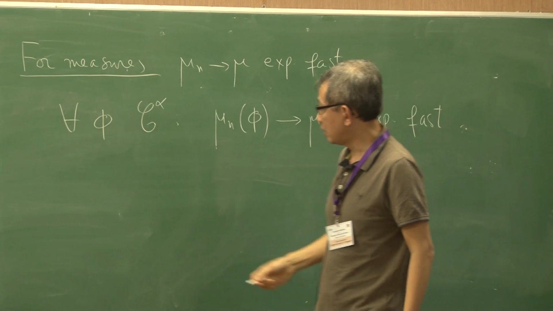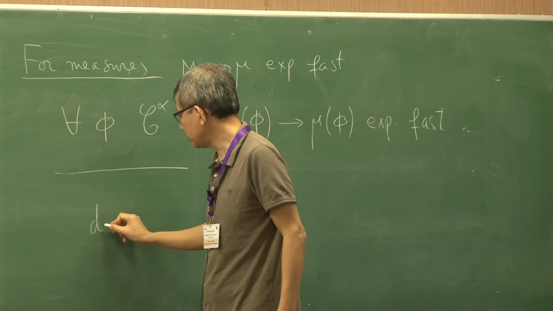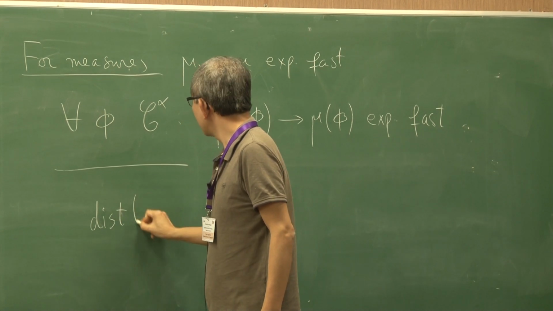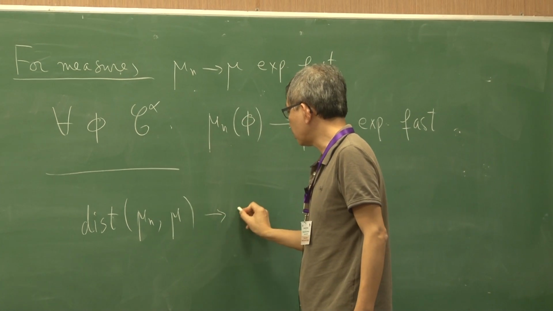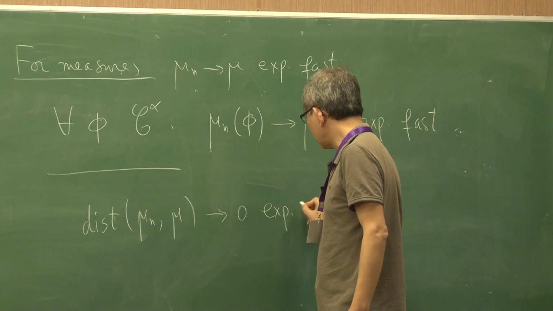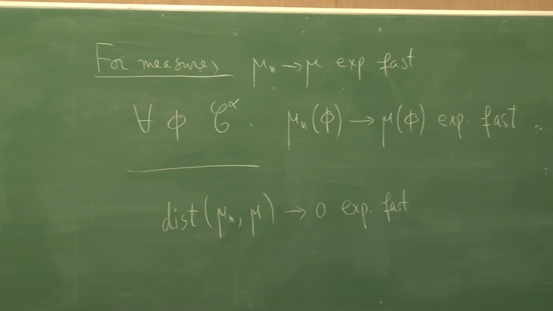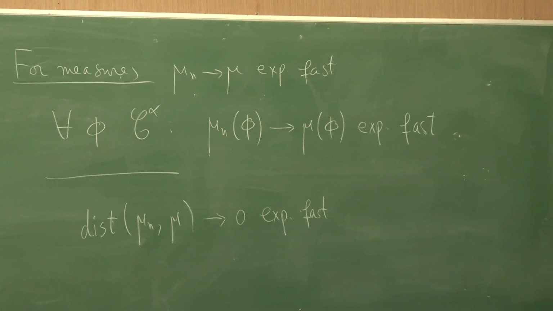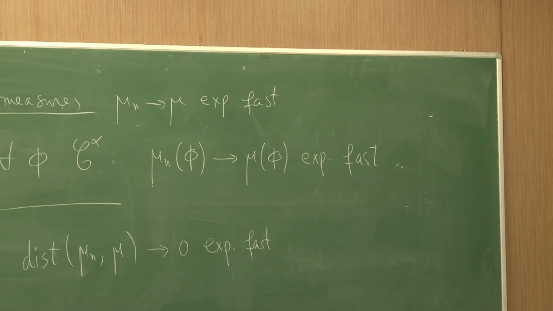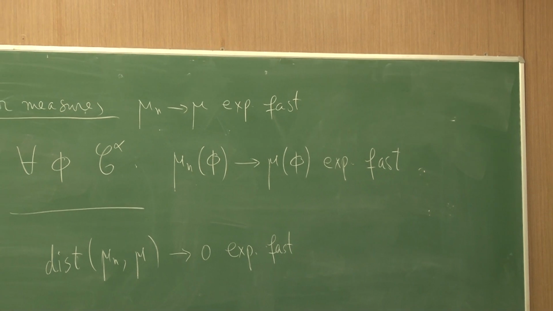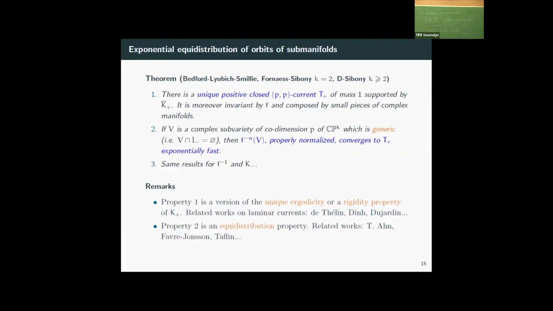You can also introduce this in an equivalent way. You can introduce some distance, some notion of distance between mu n and mu, and you can show that the distance goes to 0 exponentially fast. So this you can do also, for example the Wasserstein distance and other distances. But okay, for currents you have a similar statement, I will show you a little bit later. So the convergence is exponentially fast.